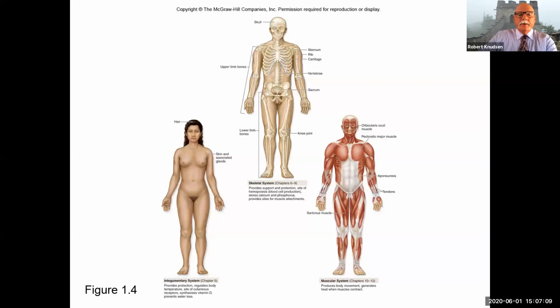Here's the first 3. Lower left-hand side, integumentary system. Okay? That's the skin. That's the first system we'll talk about. The next system we'll talk about is the skeletal system. There it is. And the last third of the semester will be the muscular system. The muscular system makes the skeletal system move.